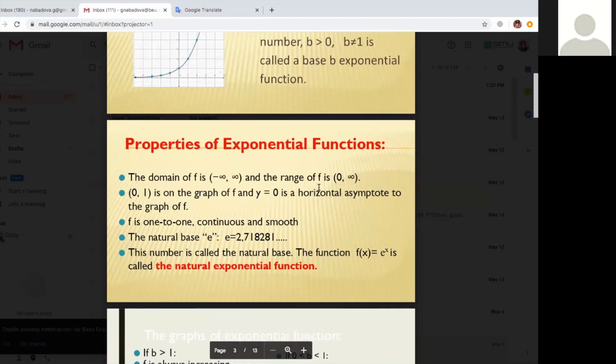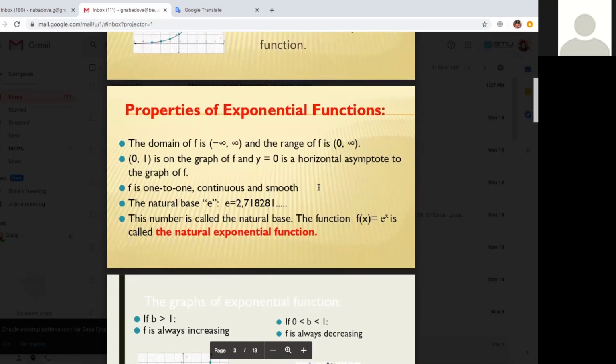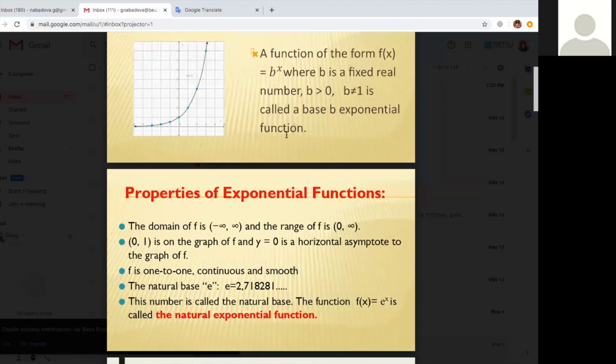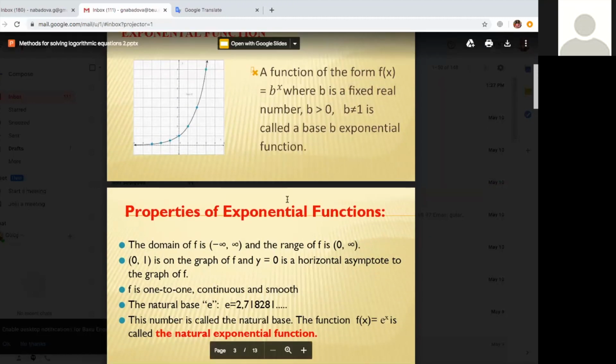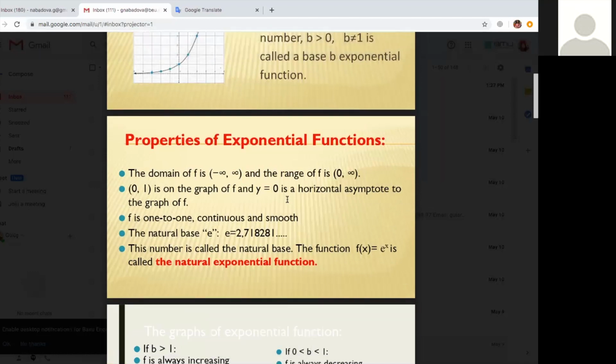These are the properties of the exponential function. The domain and range are as you see here, and (0, 1) is on the graph of f, and y equals 0 is a horizontal asymptote to the graph of f. f is one-to-one, continuous and smooth. And this number is called the natural base. The function f(x) equals e to the x is called the natural exponential function.